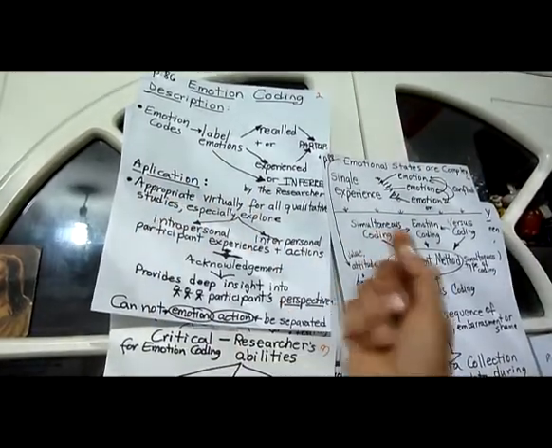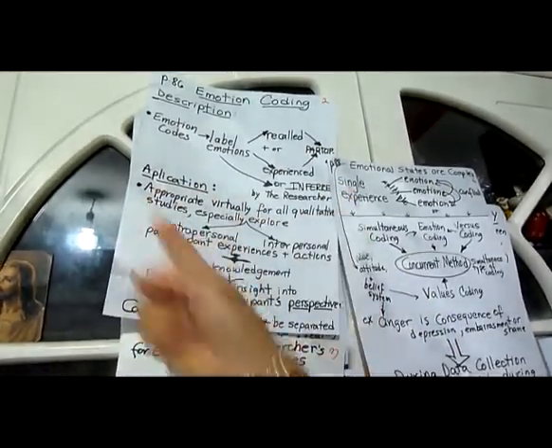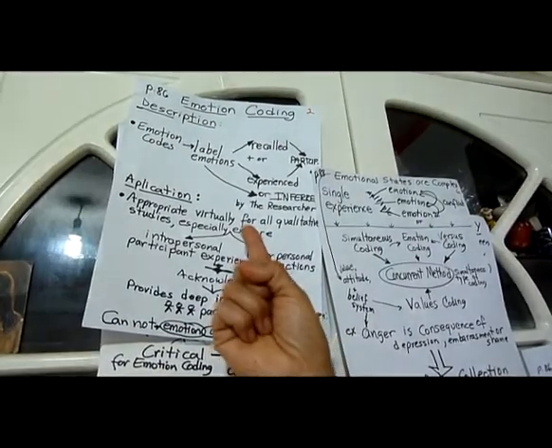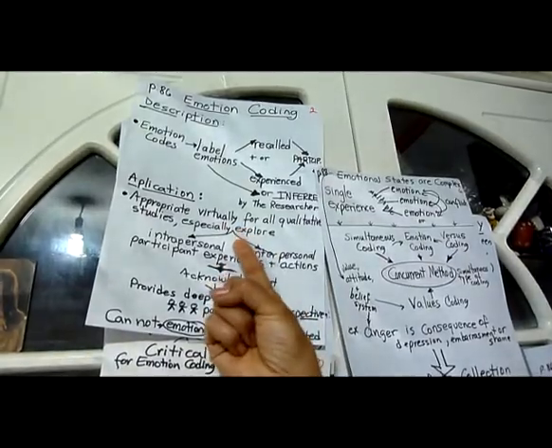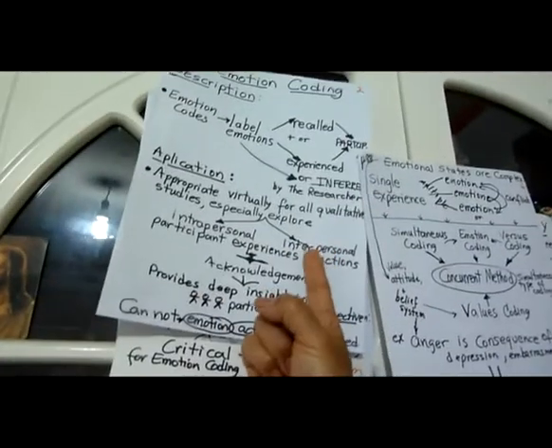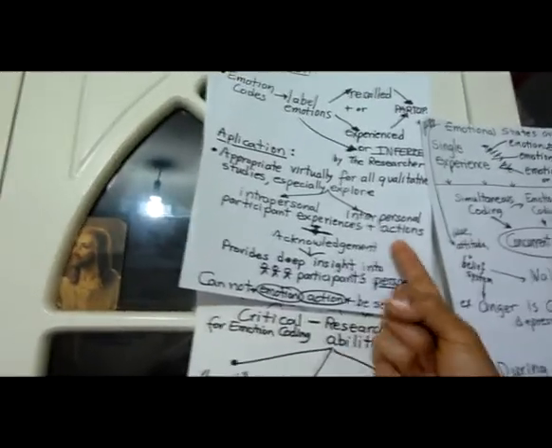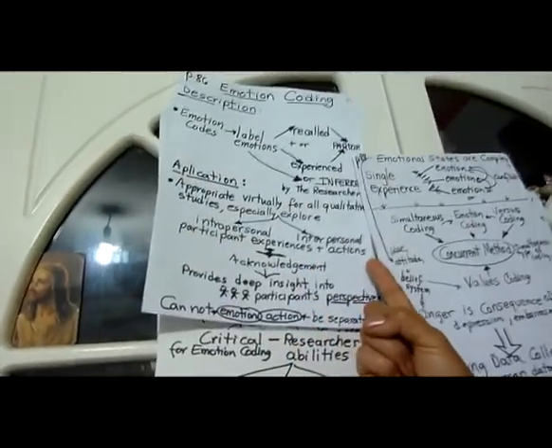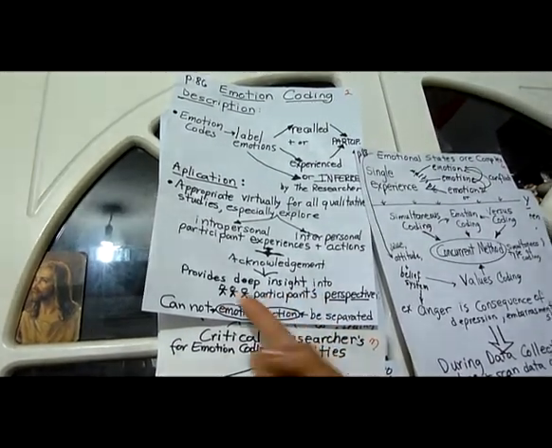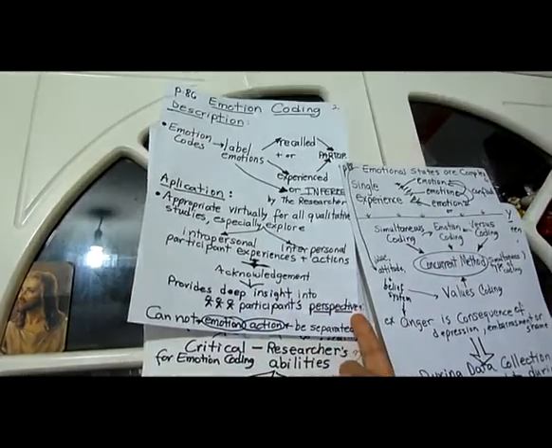In terms of the applications, because emotions are universal, this type of coding is very appropriate for all types of qualitative studies. It is very important and helps us to explore interpersonal or intrapersonal experiences and actions of the participant. It is important to take this type of coding into consideration, because in every research, this information provides us deep insight into the participant's perspective.